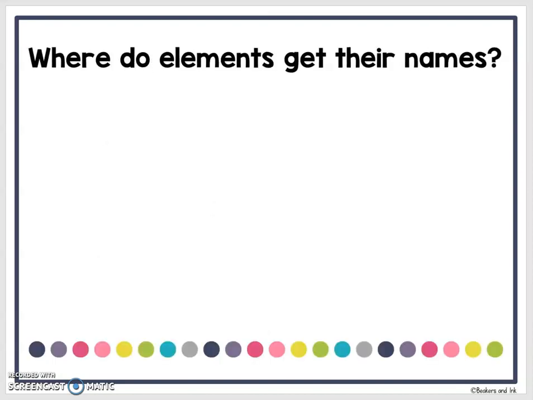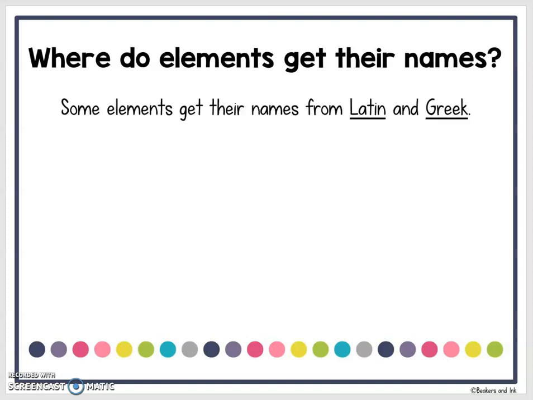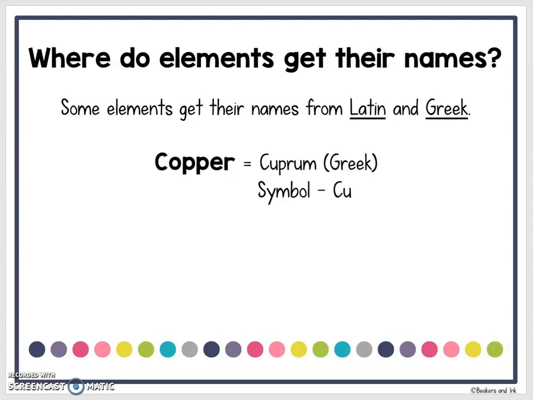Where do elements get their names, or who created these names? Some elements get their names from Latin and Greek, which are usually the root of the English language. Copper, for example. Miss G is not even going to pretend to pronounce this word because I don't want to pronounce it wrong. And of course the symbol is Cu.